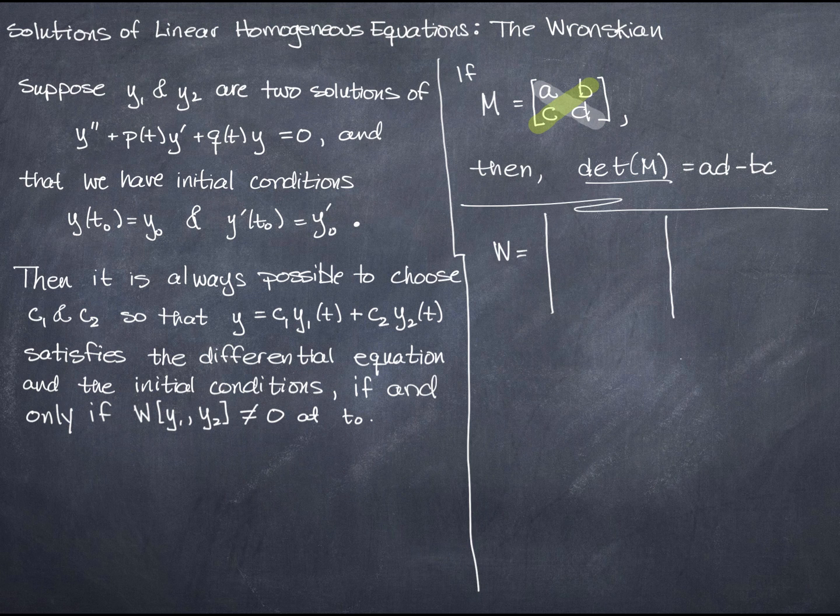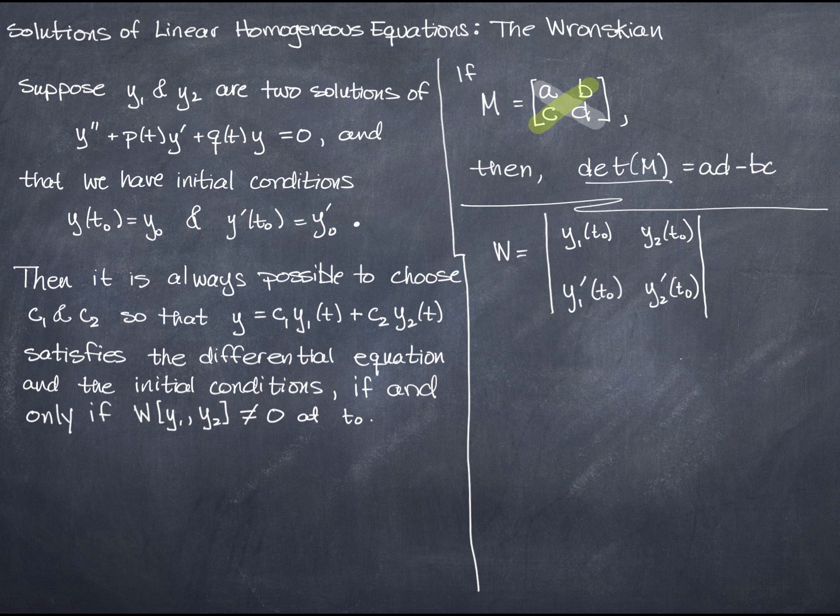So now we need to figure out what's going to go in those four places. And what goes in those four places is this. Your first solution, y1, evaluated at T naught. Your second solution, y2, evaluated at T naught. That's what goes in the top row. That's my A and my B. In the bottom row, I'm going to take y1's first derivative evaluated at T naught and y2's first derivative evaluated at T naught. That's what goes in positions C and D.